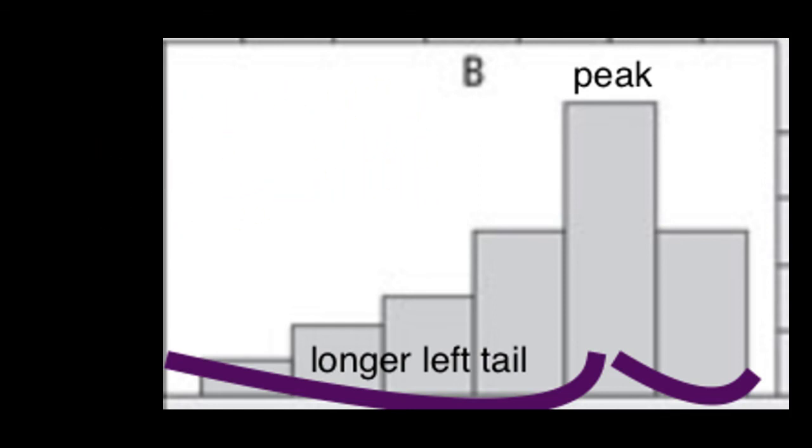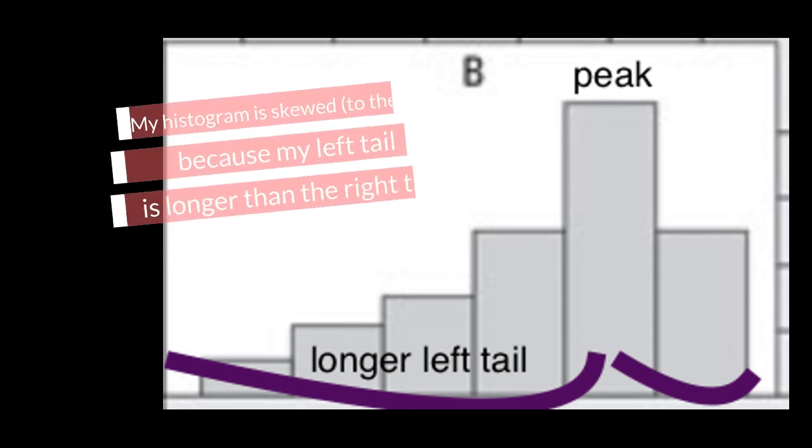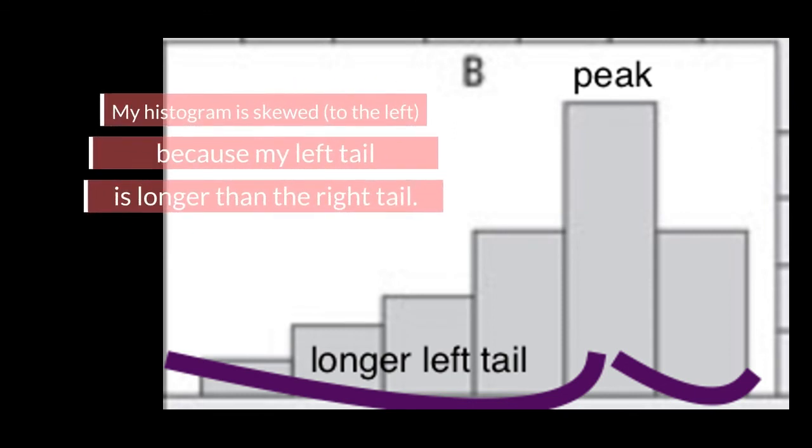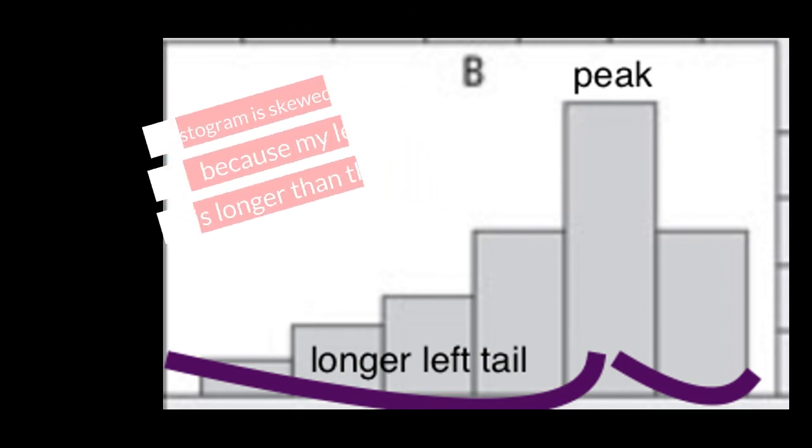Alright, now we're going to show you the answer. Here's the sentence. My histogram is skewed to the left because my left tail is longer than the right tail.